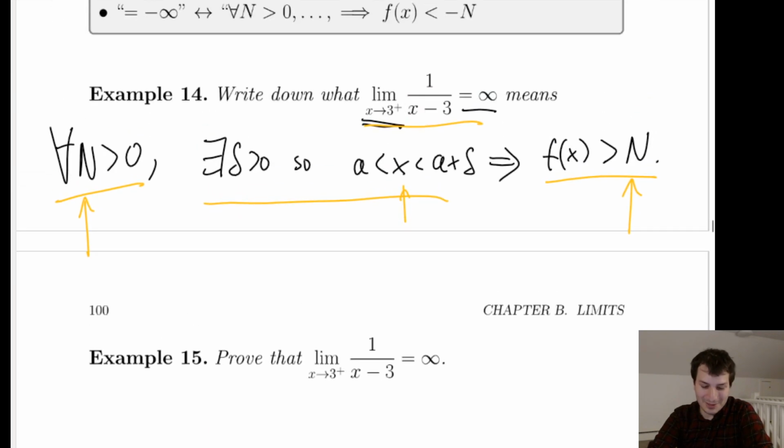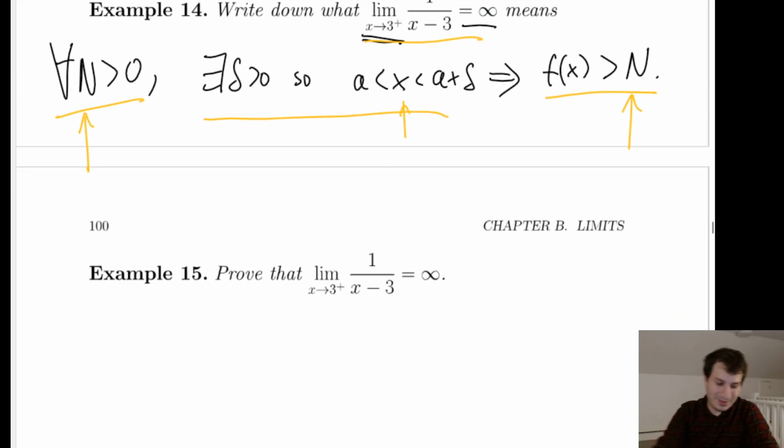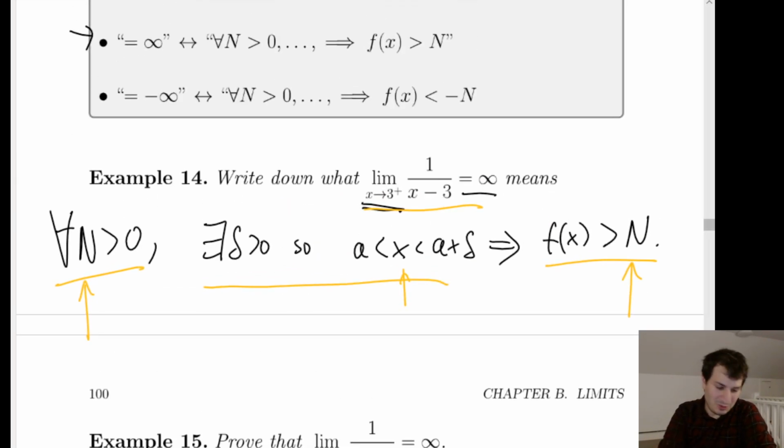Example 15. Prove it. So now we're going to go through this statement and prove it. And this was one of the limits we saw in week 1. So let's do it. I'm given epsilon greater than 0. Oh, I did a stupid thing, which was that I wrote f of x, but I didn't fill in what the function is. So the function is 1 over x minus 3, and the a value is 3. So I've got to fill those in. 3 plus delta. Okay, now let's prove it.